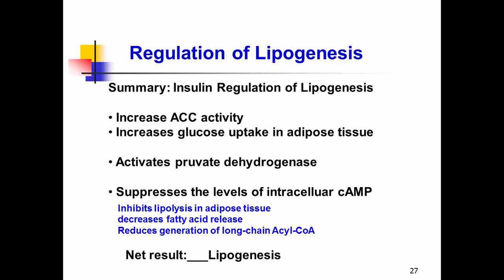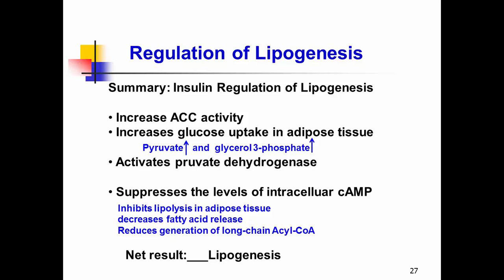Okay, so for the regulation of lipogenesis, here's the summary, the insulin regulation of lipogenesis. Insulin increases the ACC activity and increases glucose uptake into the adipose tissue. And insulin, we know, stimulates lipogenesis, right? This is just to explain in more detail how insulin induces lipogenesis. First, it increases the ACC activity. And insulin, we know, increases glucose uptake in the adipose tissue, right?